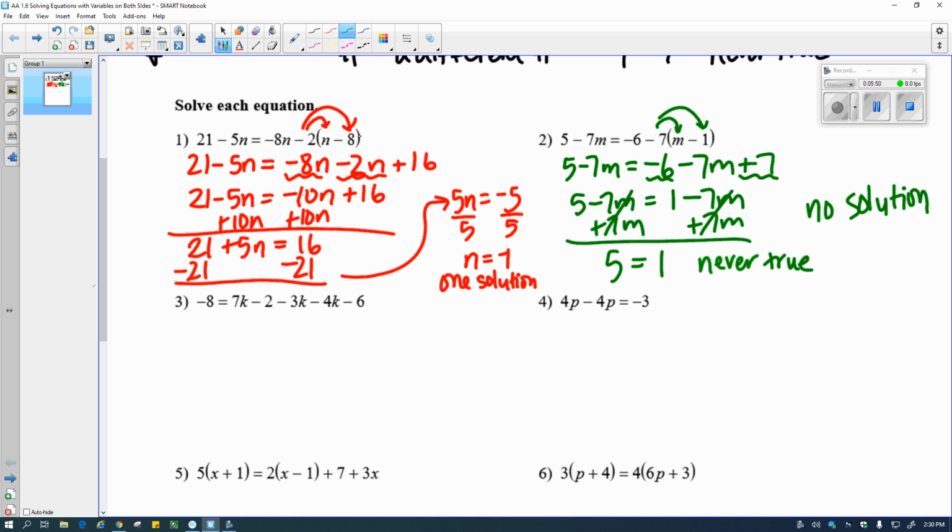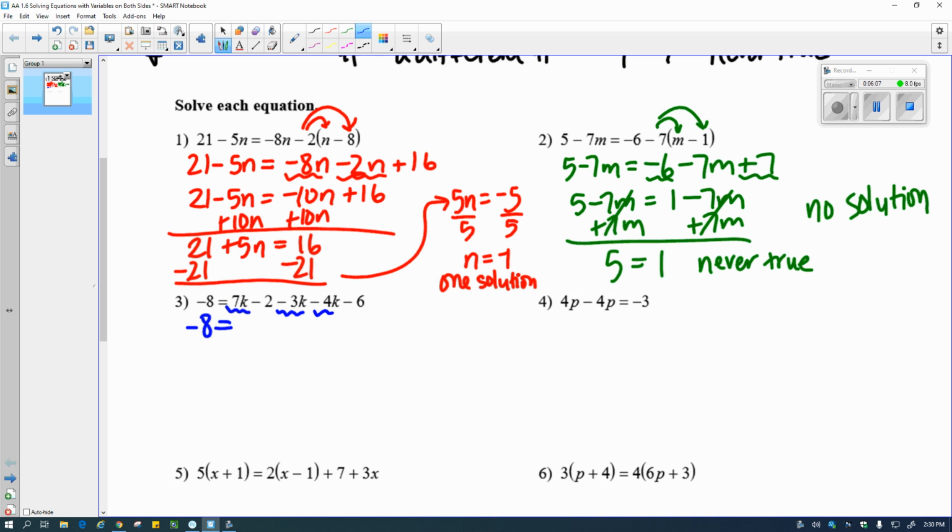For problem number 3, we're going to continue in the same fashion. I'm going to be cleaning up, but if you notice, I only have variables on one side of this equation. So on the left-hand side, the negative 8 is all by itself. On the right-hand side, I'll combine like terms.